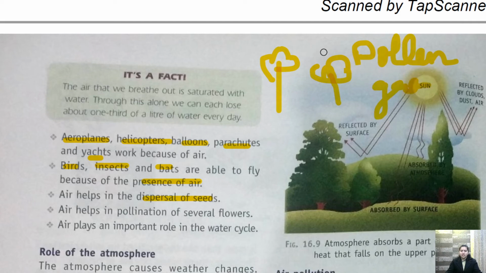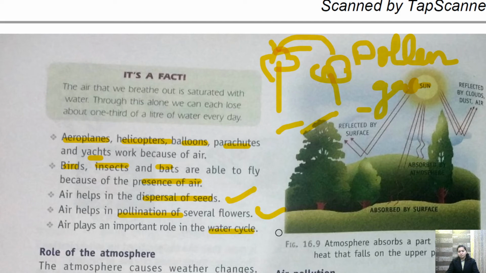So हवा चलेगी तो क्या होगा कि pollen grain एक जगह से दूसरी जगह जाके ट्रांसफर हो जाएगा and there will be growth or reproduction process takes place or pollination will take place. And dispersal of seed is that seed will be spread with the blow of air. Okay, so this is called dispersal of seed and it helps in pollination of several flowers. Air also plays a very important role in the water cycle.